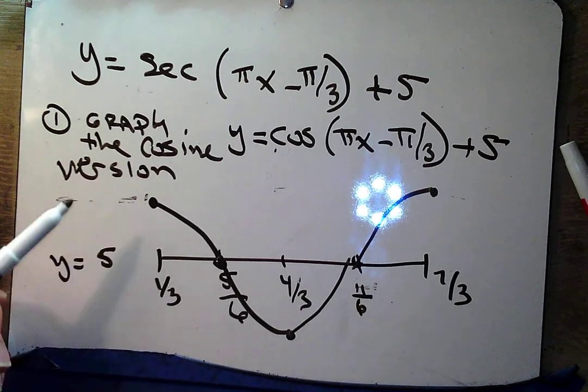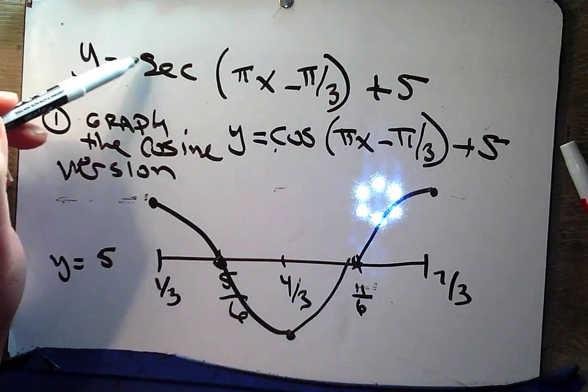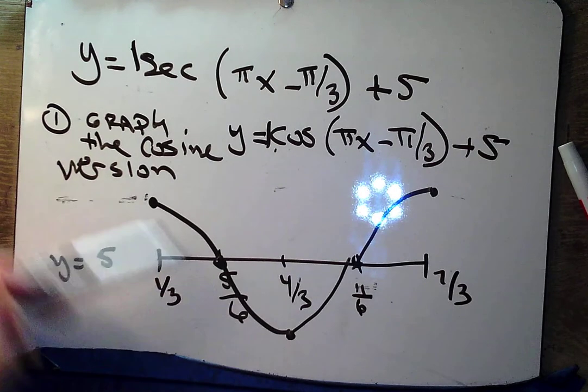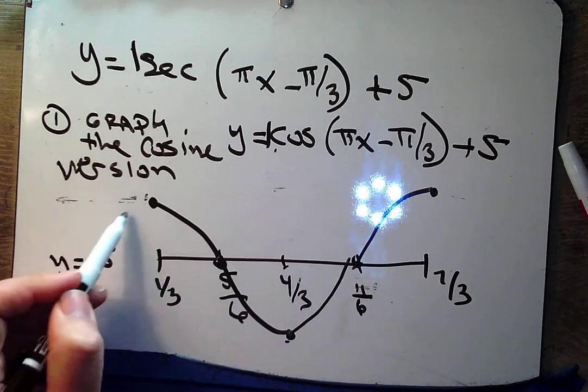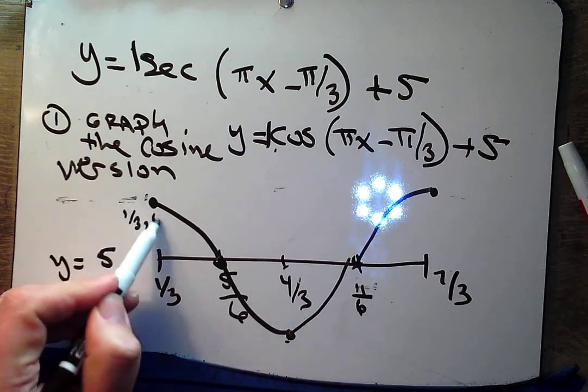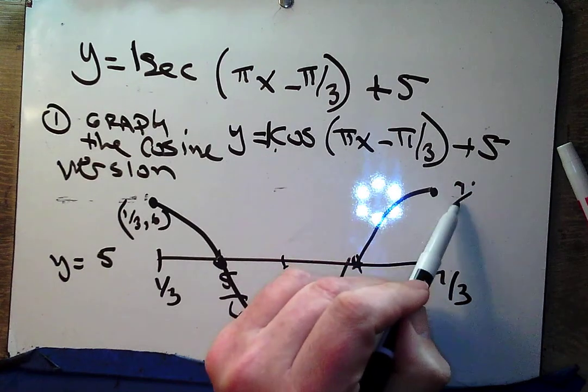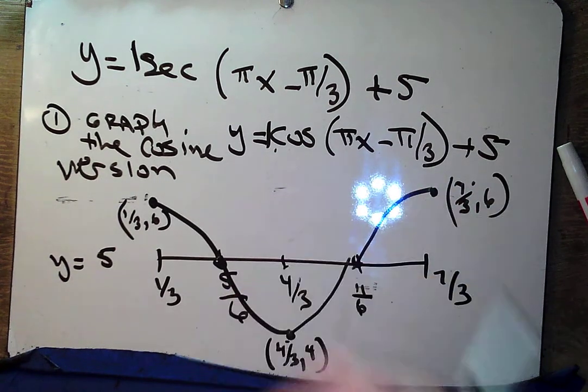Good. We're almost done. We just have to now apply the a value. Well, I'm going to go up 1. I'm going to go down 1. So this will be 1/3, 6. And this will be 4/3, 4. And this will be 7/3, 6. Okay, so there's our cosine version.